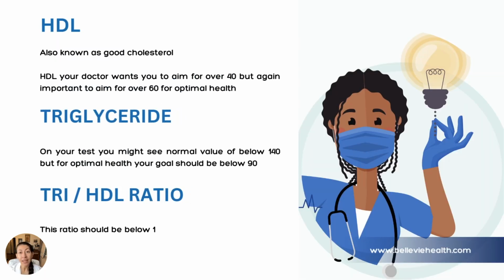Another important lab that I really pay attention to when it comes to my clients is the lipid panel. I pay attention to HDL, which is also known as good cholesterol, triglycerides, and also the ratio of triglycerides to HDL. And we're going to go over why this is important. In your doctor's office, you're probably going to see that normal HDL is over 40, but for optimal health, your goal should be a number over 60. For triglycerides, again, you see a normal value is below 140, but your goal should be below 90.